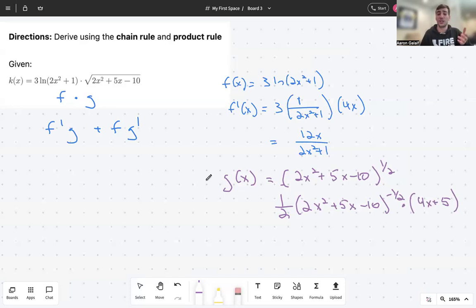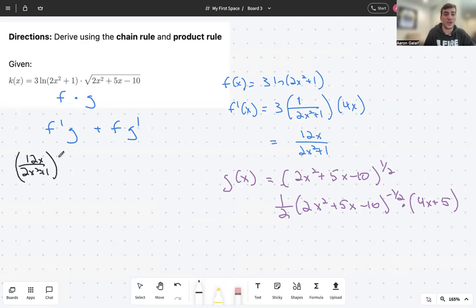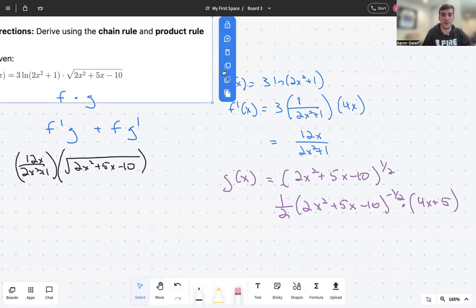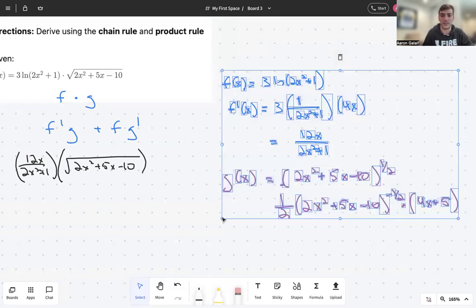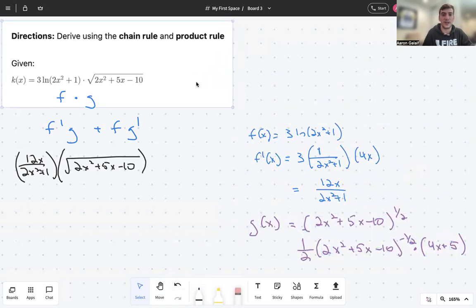All I'm going to do is plug and chug. Okay, so when I plug and chug, we have f prime, which is 12x over 2x squared plus 1, and we don't touch g, which is the square root of 2x squared plus 5x minus 10. Perfect. Let's move all of this over as well because we're going to need some room. Then we're going to now plug in the other side of that equation.